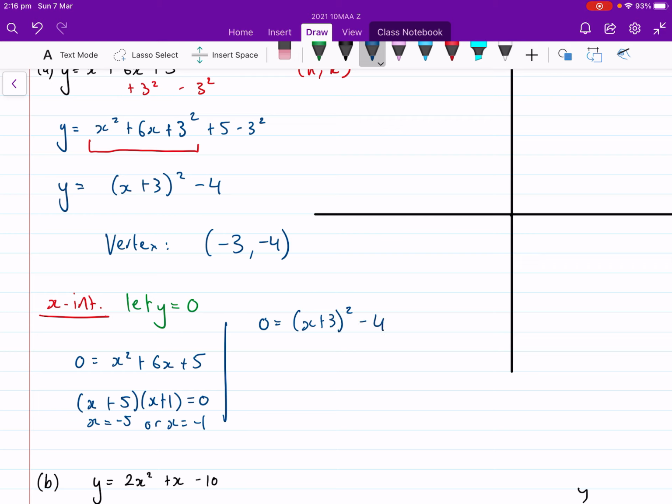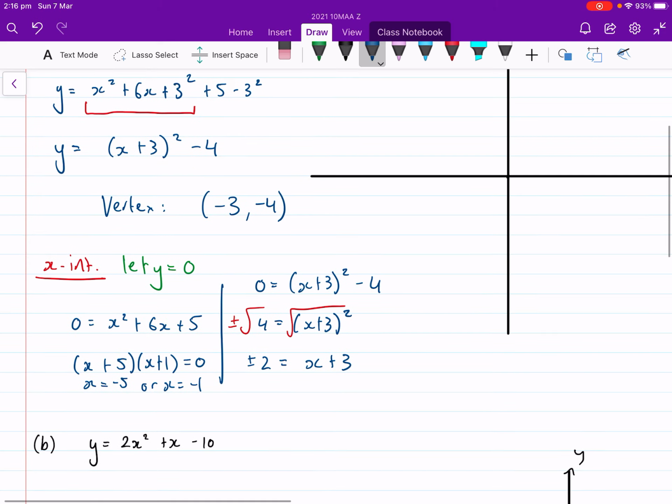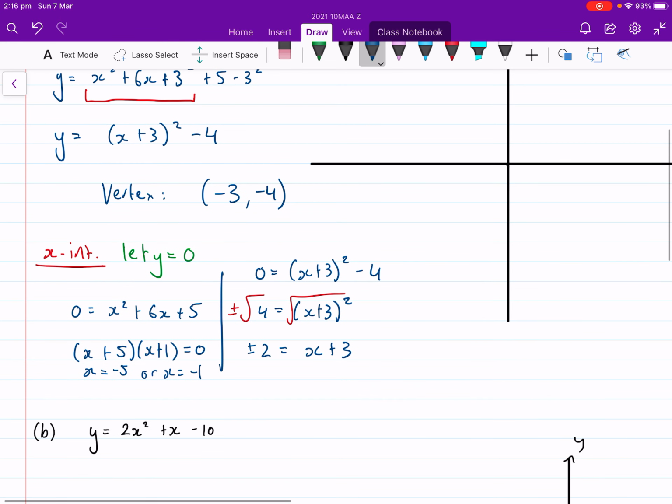I'm going to add 4 to both sides. So I'll get 4 is equal to (x plus 3) all squared. Let's see if we get the same answers over here that we did there. I'm going to take the square root of both sides and take the positive and negative solution. So I get plus or minus 2 is equal to x plus 3. Now I'm going to subtract 3 from both sides, so I'll get x is equal to minus 3 plus or minus 2.